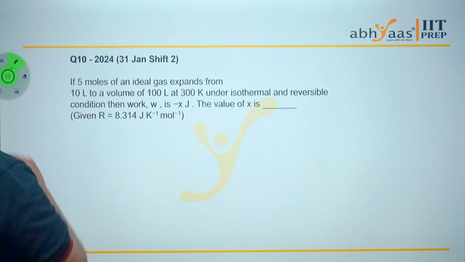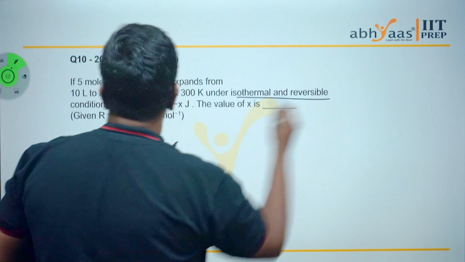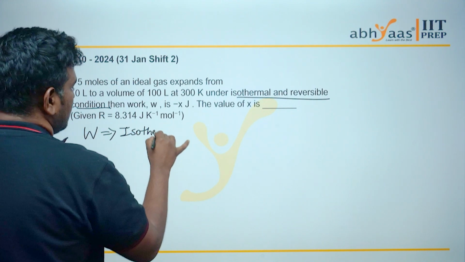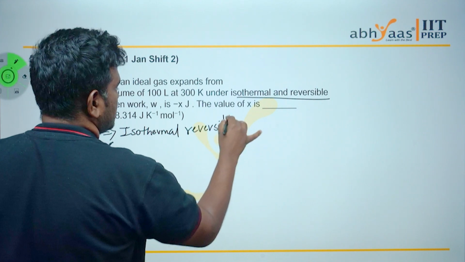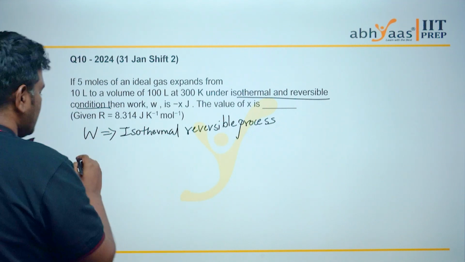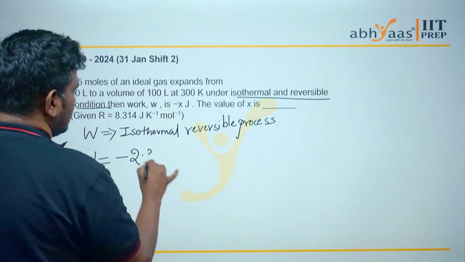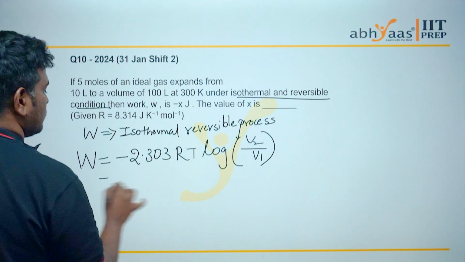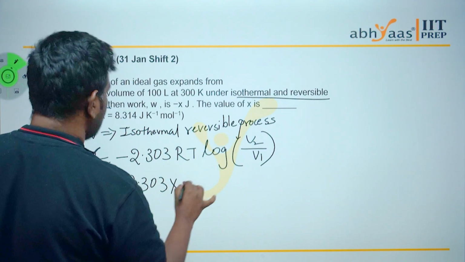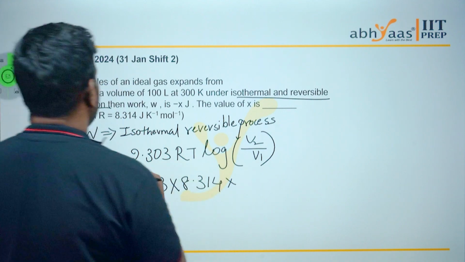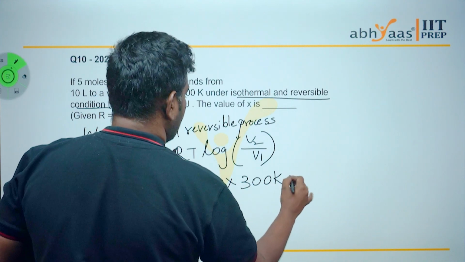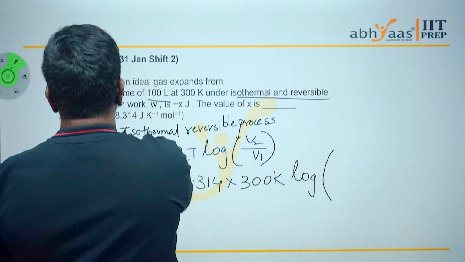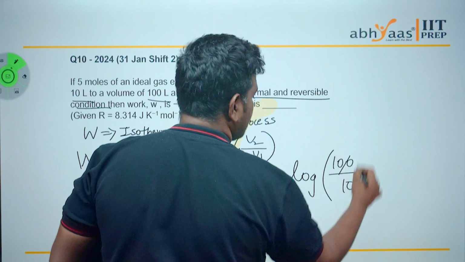Right, here we have to find out the work done for an isothermal reversible process. So, we have to find out the work done, W for isothermal reversible process. Okay, it is isothermal reversible process, the work done. So, we know that work done is equal to minus 2.303 RT log V2 by V1. So, we can substitute the values. Minus 2.303 R. What is the value of R? 8.314 into temperature. Temperature is given as 300 Kelvin and log V2. What is V2 here? V2 is given as 100 liter and V1 is given as 10. So 100 by 10. So here it will become what? Here it will become 10.